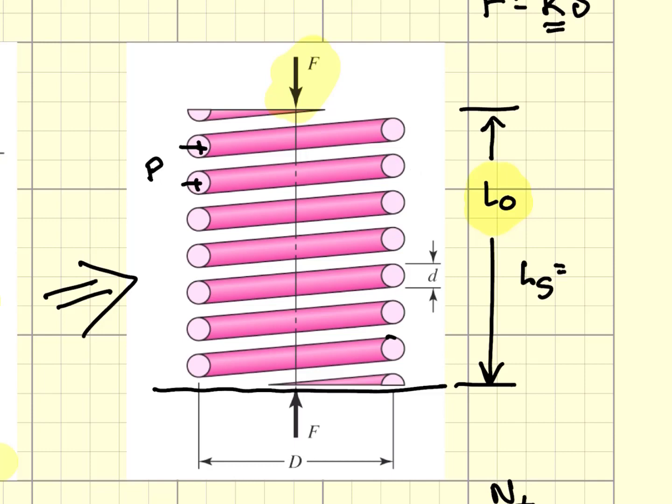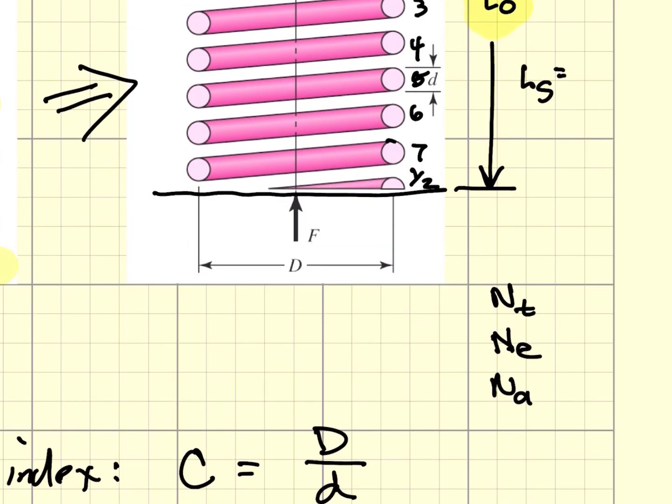In this case, we have 7 full coils and a half coil down at the bottom and a half coil at the top. So it means that the total number of coils, NT, is going to be equal to 8. And the number of end coils, if NT is equal to 8, are the half at the bottom plus the half at the top. That's equal to 1. The number of active coils is going to be equal to 8 minus 1, or 7. Where does this number of active coils come from?